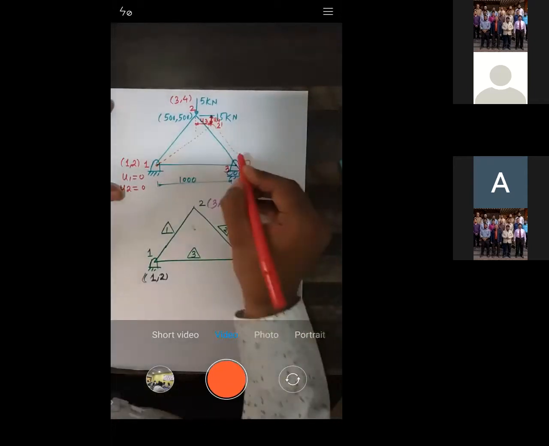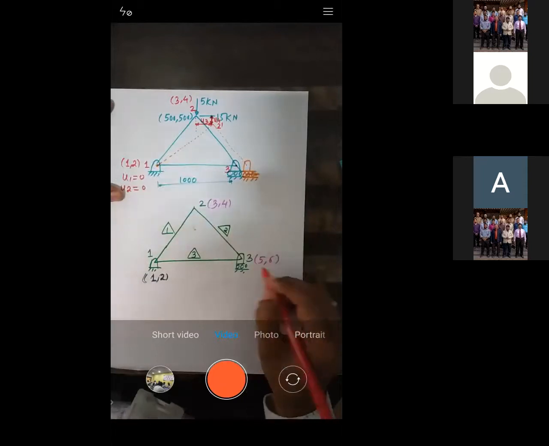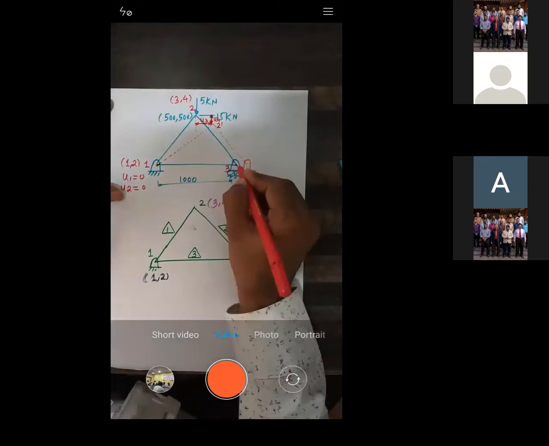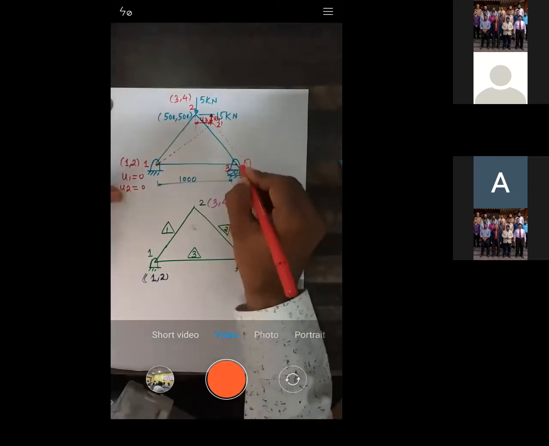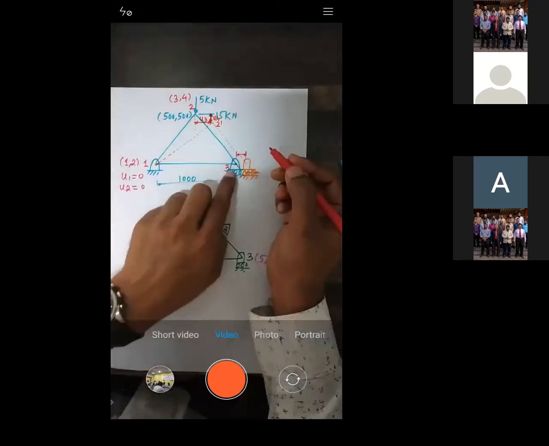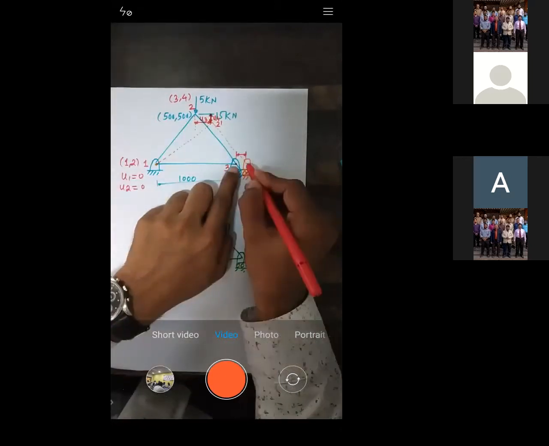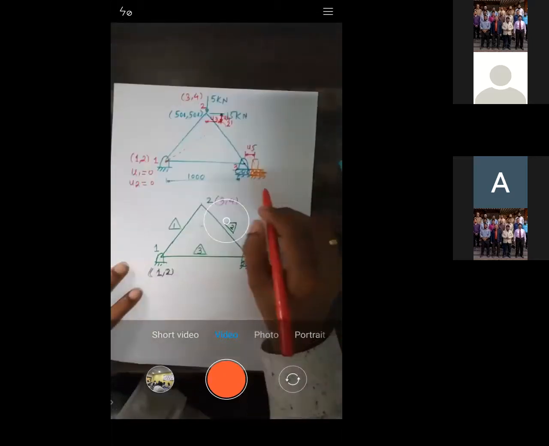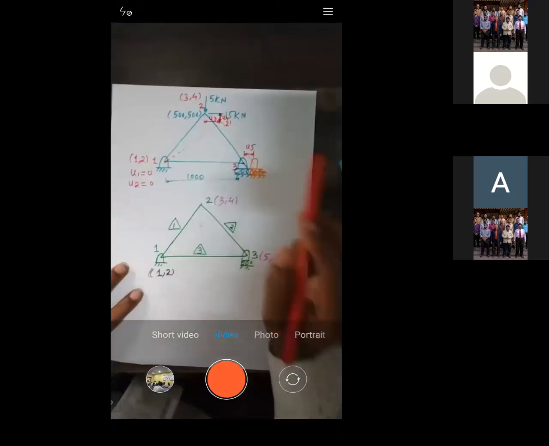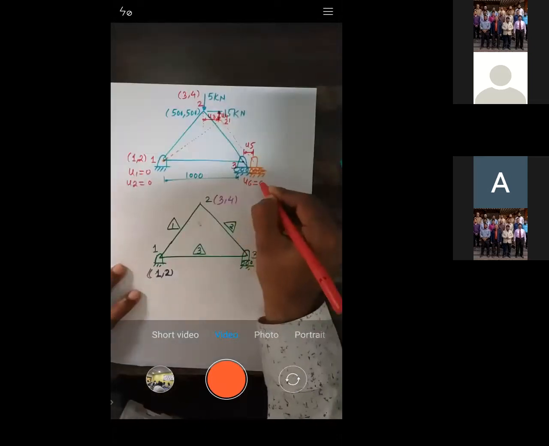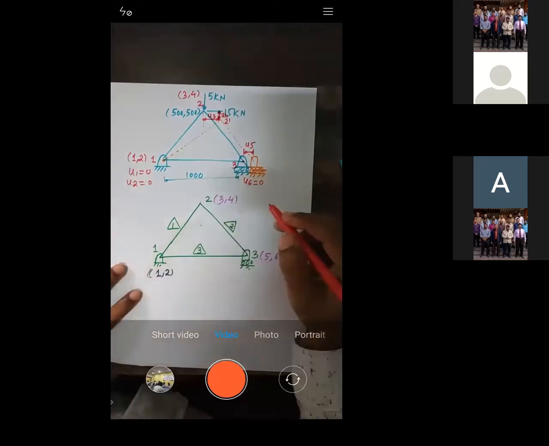Now, what about node 3? Again, we'll have 2 degrees of freedom, 5 and 6. But it will move only in X direction, right? If you see this displacement, initially it was here, now it got shifted here. So this is nothing but your U5, displacement at node 3 in X direction. So what about U6? It is in vertical direction, so it is 0. That roller can't move in vertical direction. Are you able to understand?